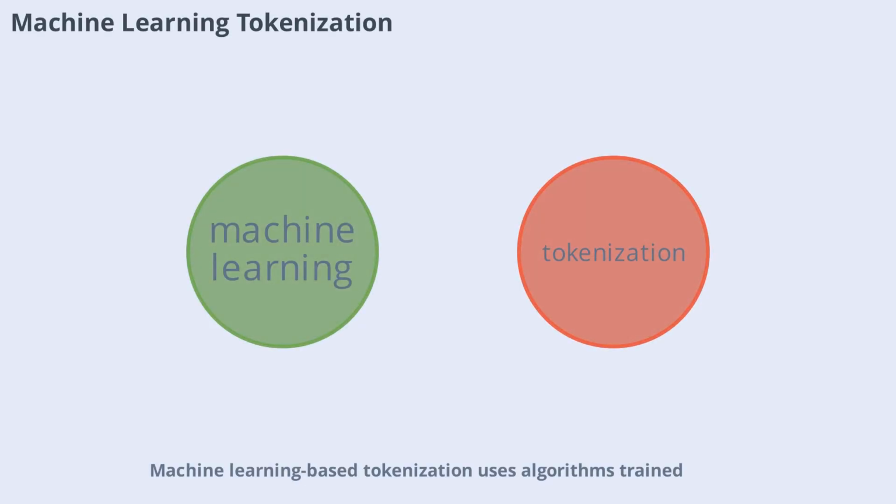Machine learning-based tokenization uses algorithms trained on large datasets to identify token boundaries. These models can learn complex patterns and handle special cases more effectively than rule-based methods. Machine learning tokenizers are especially useful for languages with ambiguous or irregular structures. They adapt to new data and improve over time, making them a powerful choice for modern language processing.